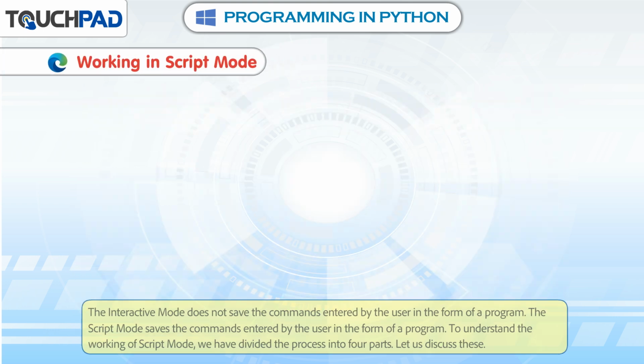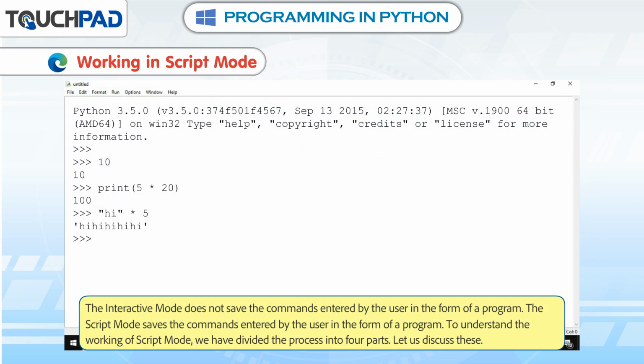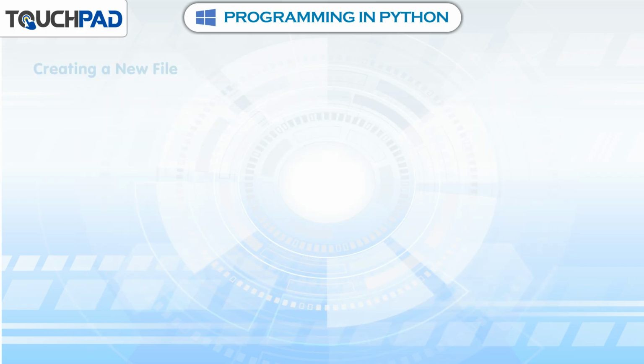Working in script mode. The interactive mode does not save the commands entered by the user in the form of a program. The script mode saves the commands entered by the user in the form of a program. To understand the working of script mode, we have divided the process into 4 parts. Let us discuss these. Creating a new file.